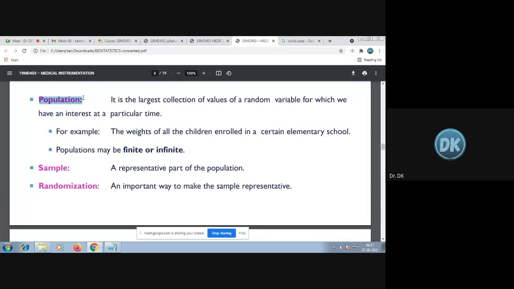Okay, so population is the overall collection of random variables. Sample is the representative part of the population. And the next one is randomization. Randomization is an important way to make the sample representative. So, let's say you randomly pick some 10 students from this category. There are 500 students in that group, and you're randomly going to take 5 students in a group, or if you're going to take 10 students in a group, then that process is called randomization. Okay.